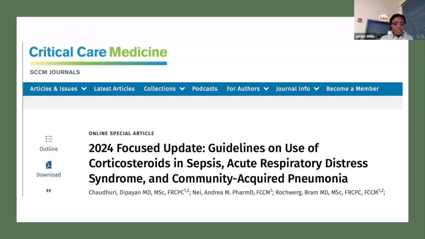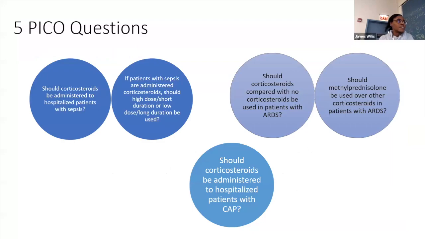So first, they created a panel. They had a 22-member panel comprised of adult and pediatric intensivists, pulmonologists, endocrinologists, pharmacists, and then they also had some clinician methodologists. They looked at 3 separate outcomes: sepsis, ARDS, and CAP. And then they analyzed previously existing systematic reviews using a software called Covidence. They basically generated 5 PICO questions related to all of these outcomes.